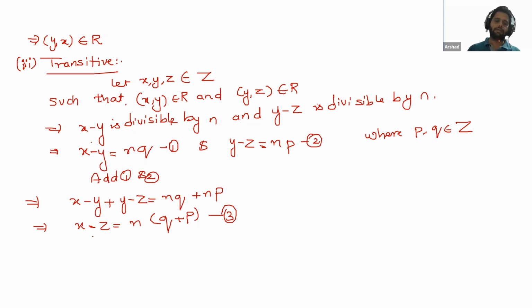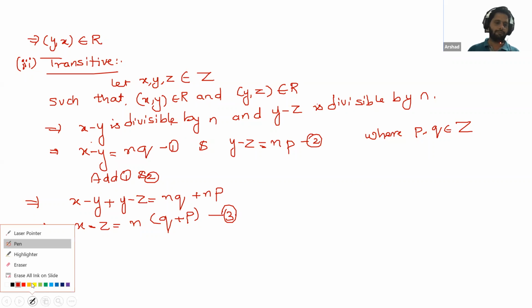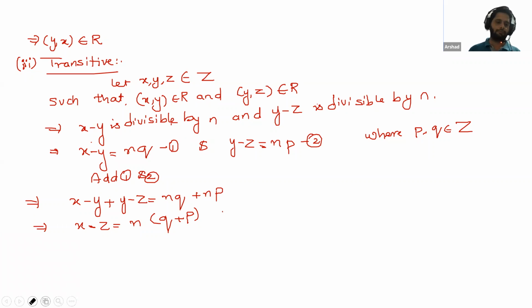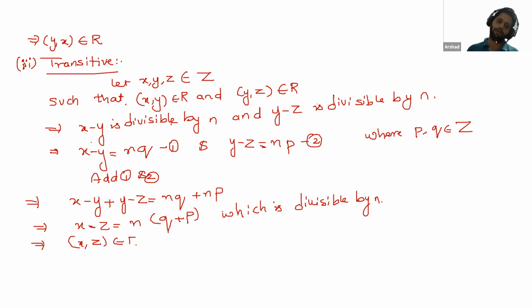So we can say, just give me a minute, which is divisible by n. This implies x comma z belongs to the relation R. So we can say hence the given relation is transitive.